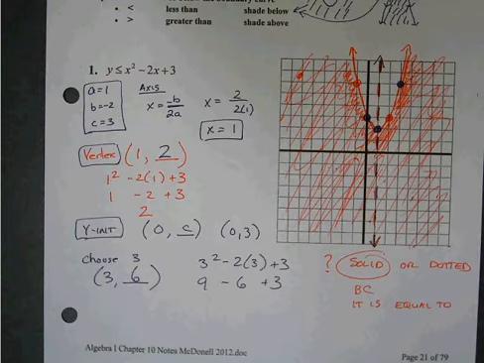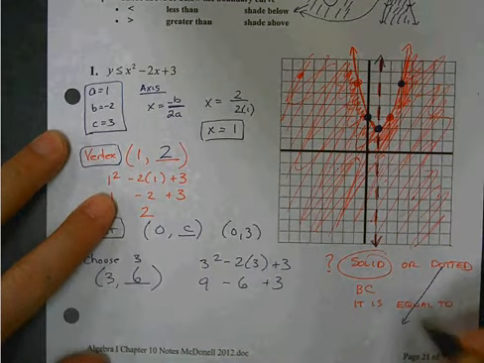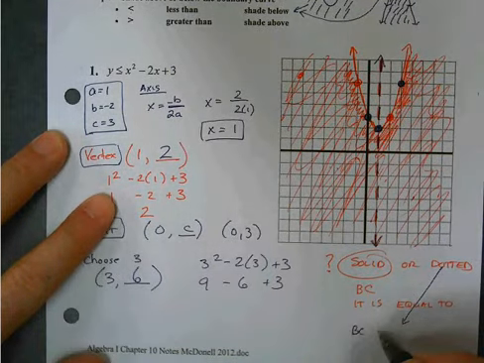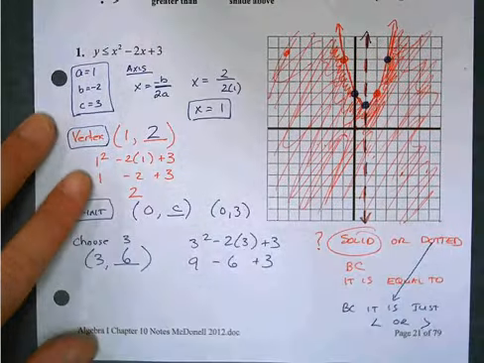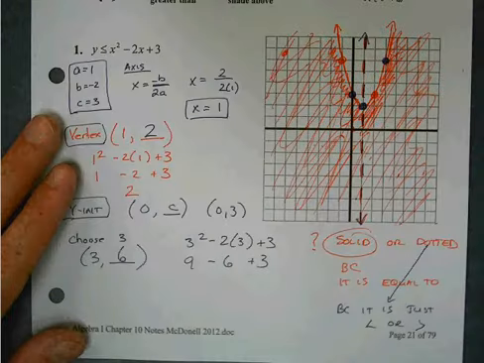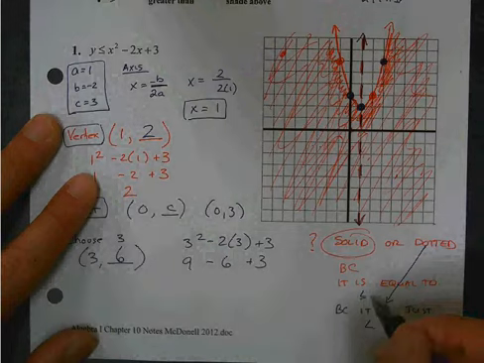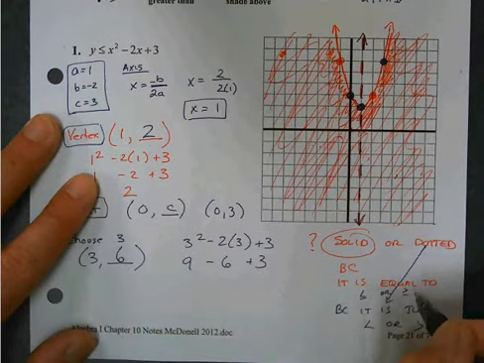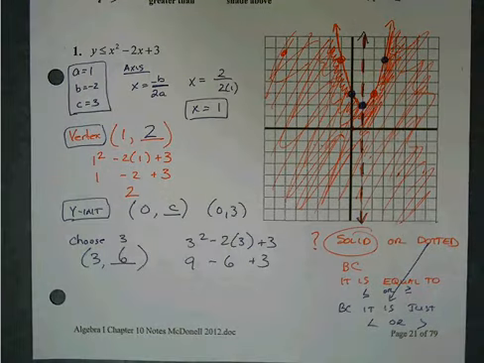Kyle, how do you know if it's solid or dotted? Solid because it's equal to. Dotted because it is just less than or greater than. That makes sense? So this one would be less than or equal to or greater than or equal to. So you're looking for that equal to idea. All right, flip her over.